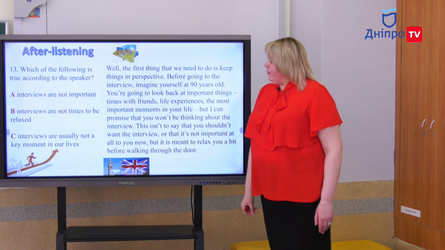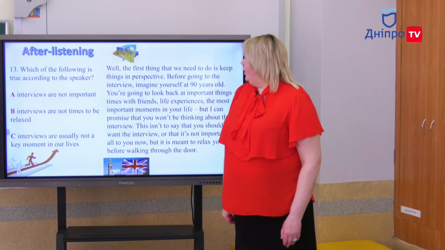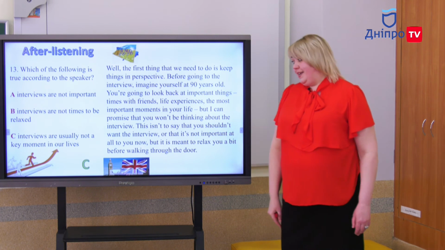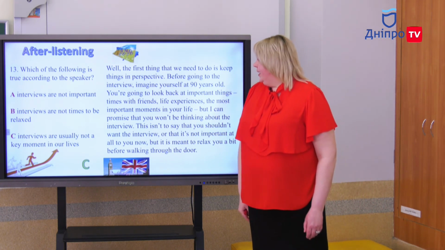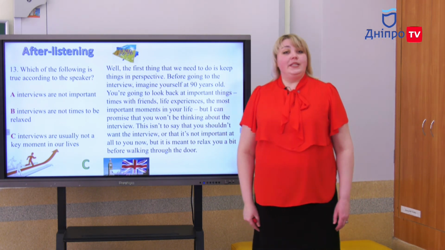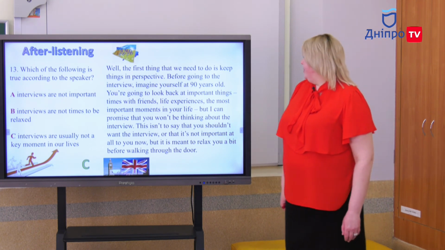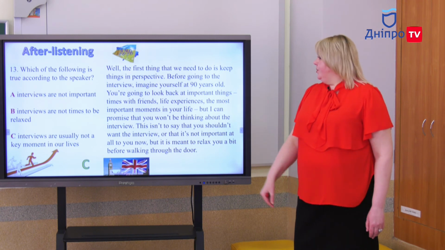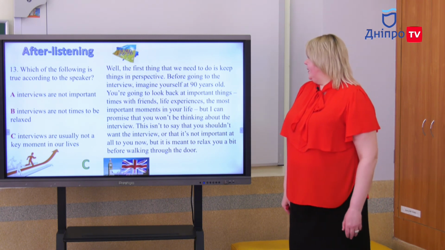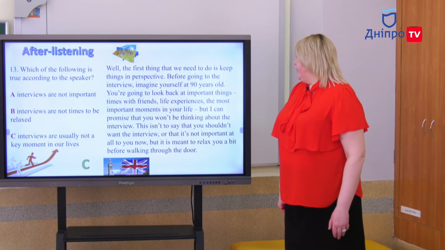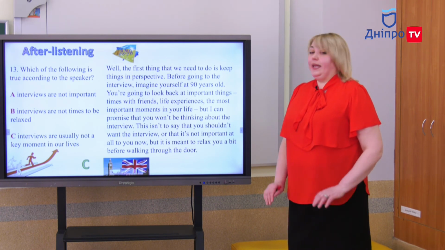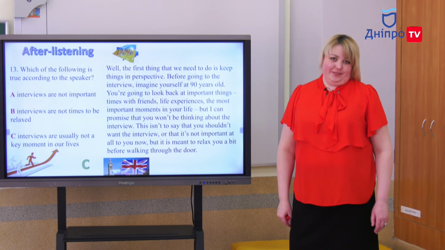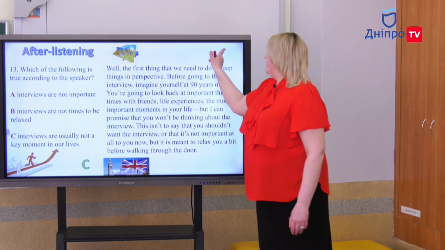Next one, which of the following is true according to the speakers? Hopefully you have answer C. Interviews are usually not a key moment in your lives. Interesting. Imagine yourself at 90 years old. You are going to look back at important things, times with friends, life experiences, but I can promise you won't be thinking about the interview. That was the key phrase.